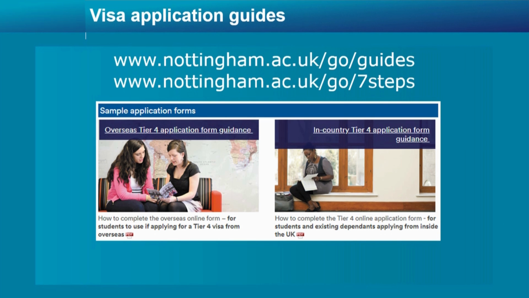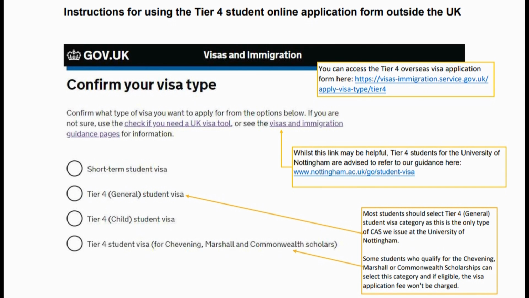If you go to the guides page, you will see these two squares which appear on your screen. That is where you can download our sample application forms, and you'll find some reference to the various documents that you need for the visa application on there as well. When you click those links to look at our visa application form guidance, this is the type of thing that you will see on there.